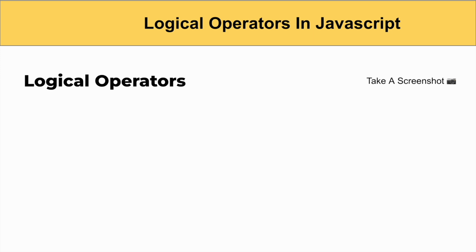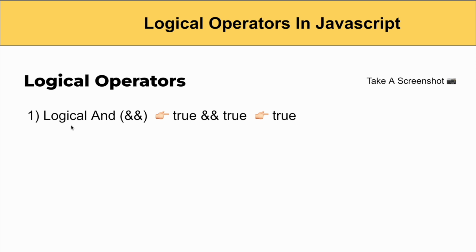Okay, so now let us get started with the first logical operator, which is the AND operator. Logical AND is denoted by two ampersands, like this, &&. It says that if the left operand and the right operand both are true, then the output of that particular expression would be true.